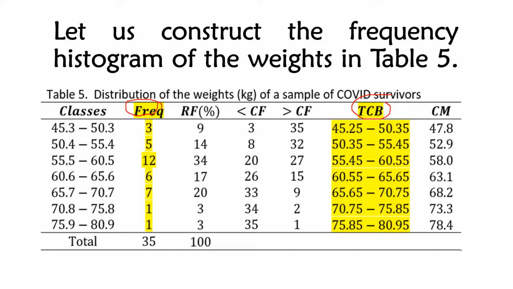So for the true class boundaries or TCBs, we have the LTCBs and the UTCBs, the lower true class boundaries and the upper true class boundaries. If you notice here, the second LTCB is the first UTCB. The third LTCB is the second UTCB. The fourth LTCB is the third UTCB.